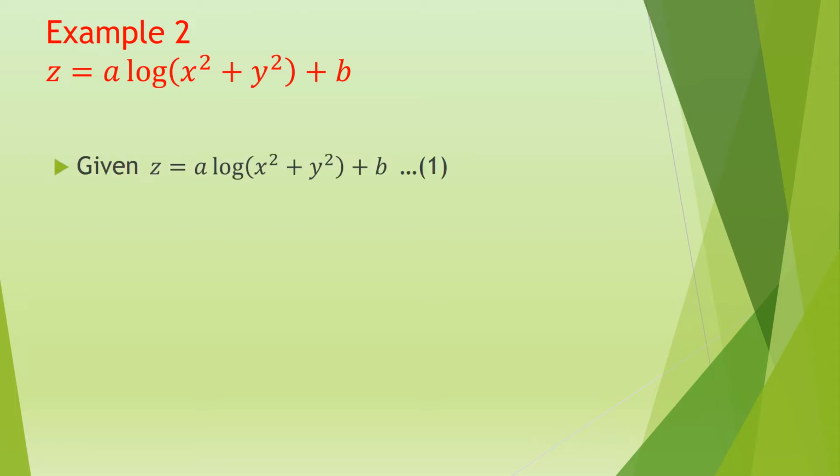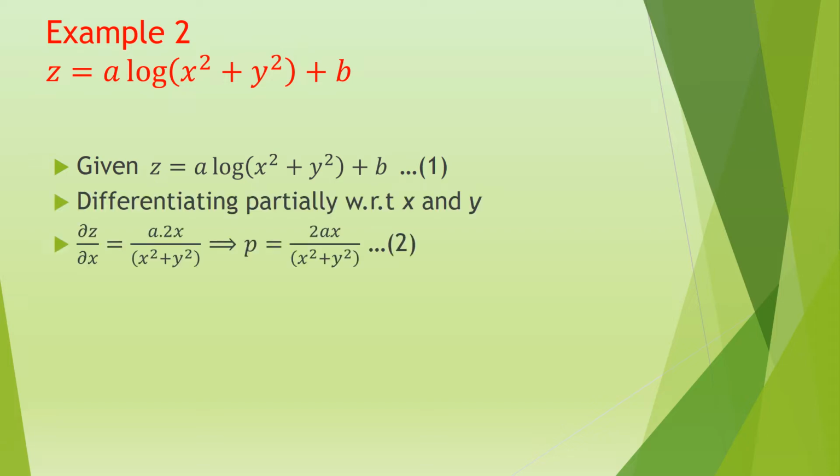Now let me explain another example. z is equal to a into log of (x square plus y square) plus b. So the given equation, let me take it as equation number 1. So here also we have to differentiate partially with respect to x and y.